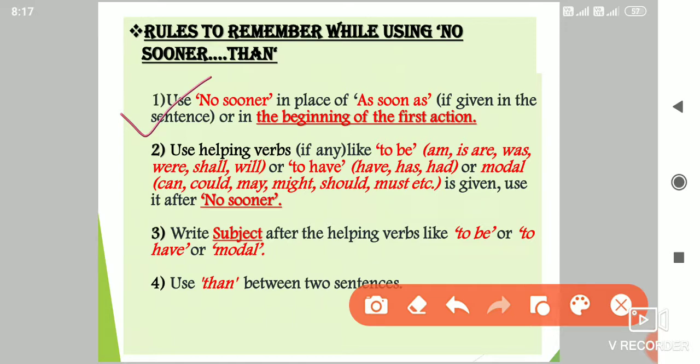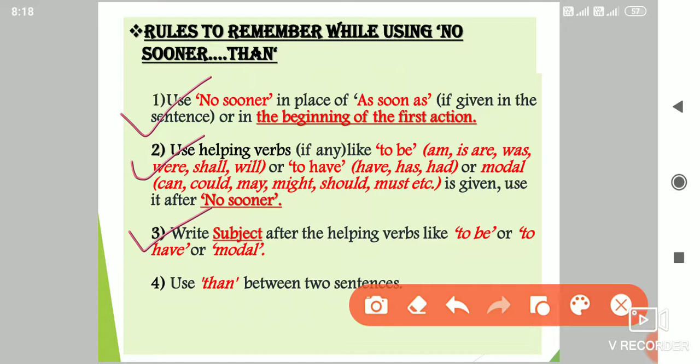What does the second rule say? Second rule says using helping verbs. If there are any helping verbs, to be's, to haves, to be's helping verbs, am, is, are, was, were, shall, will, or to haves, have, has, had, or if there are any modal auxiliaries in the clause like can, could, may, might, should, must, etc. is given, then use it after no sooner. Next rule says write the subject after the helping verbs like to be or to have or modal. We have to write our subject, whatever it may be. It may be a noun or pronoun, that we have to write after these helping verbs.